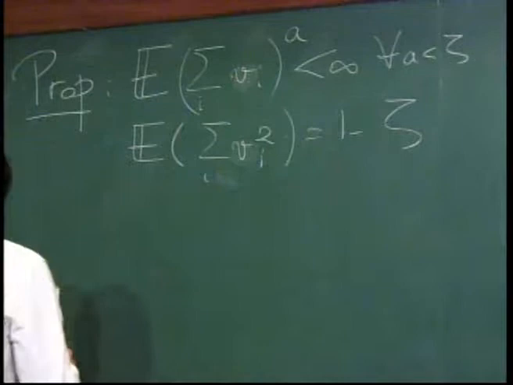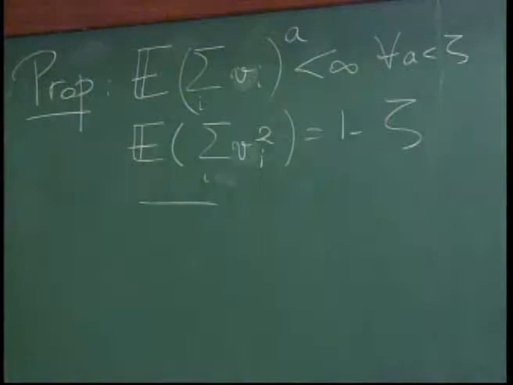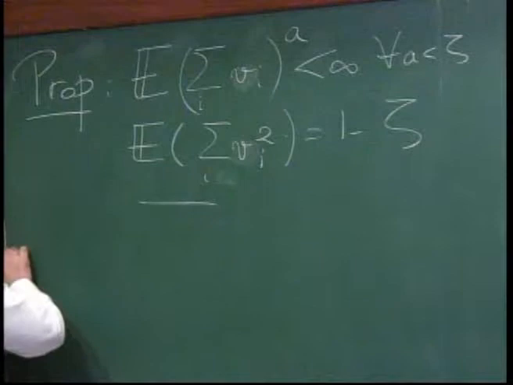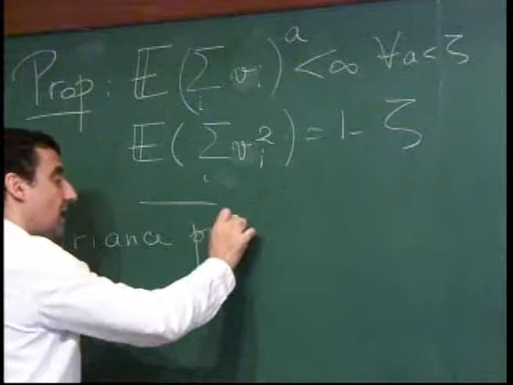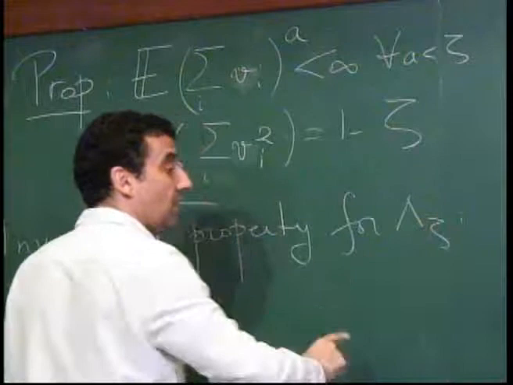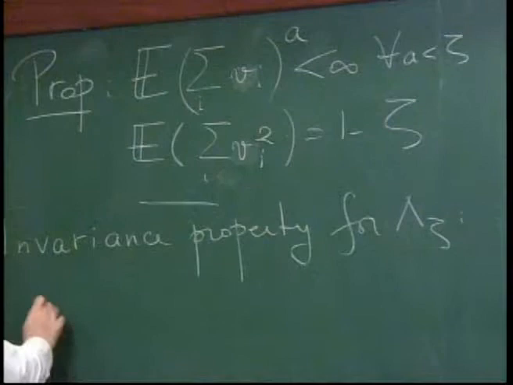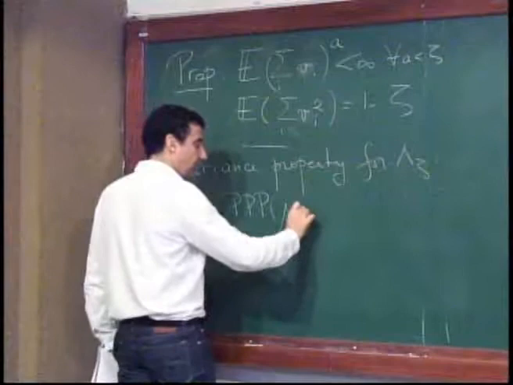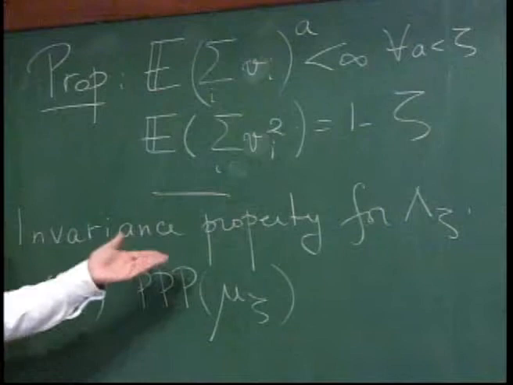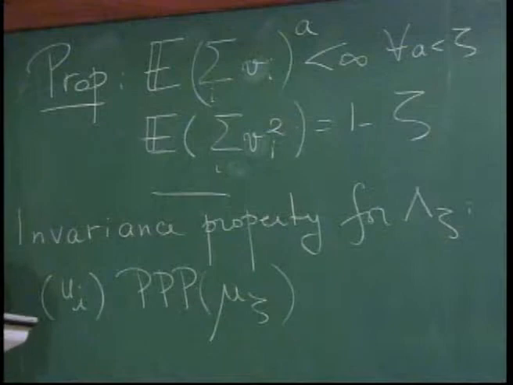All right, so let me give you this invariance property that I gave about mu. I want to give it for the process itself. So what does this invariance property for mu imply for the process? So first, it's the following. Let's take u_i to be a Poisson point process of intensity mu zeta. So I've not yet ordered them or anything. It's just the values of the wealth of the people, say, if this is the wealth.